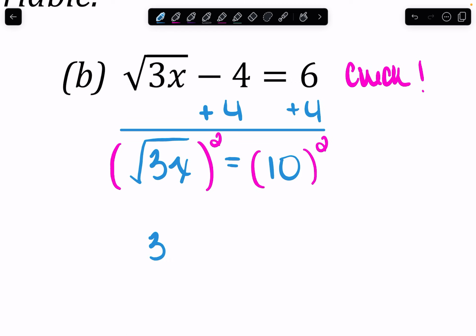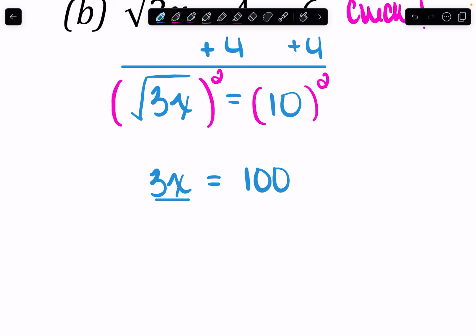The square removes the square root. So 3x equals 10 squared, 100. Divide our 3 off. 100 does not divide nicely by 3, so we're going to leave it alone. So x equals 100 over 3.